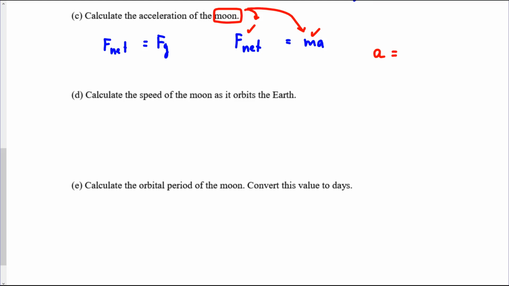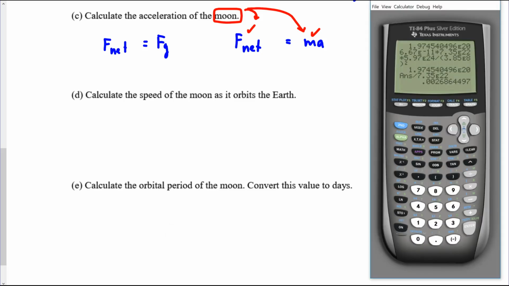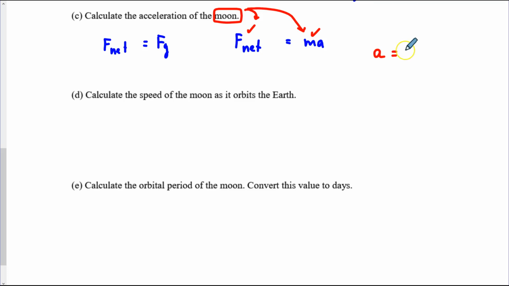And when you calculate this, you'll get 0.002686. And if you want to round that for sig figs, what is it, 3 sig figs? I hope so. Meters per second squared.